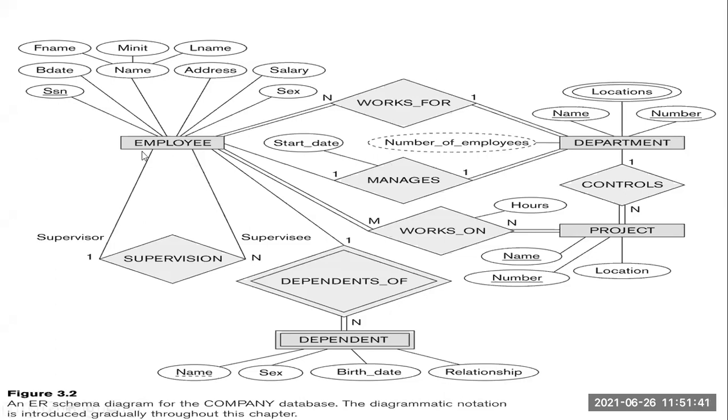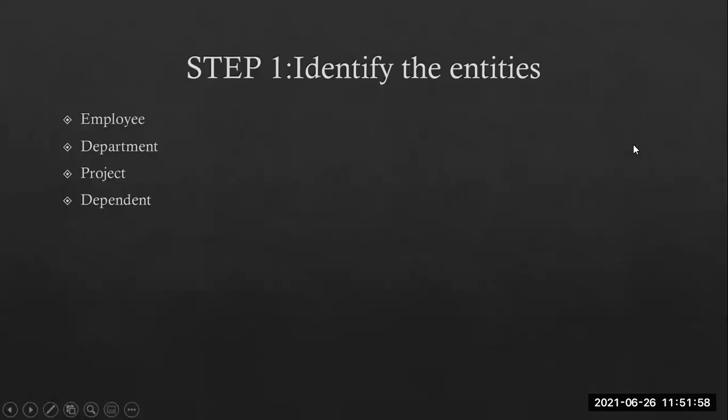So the employee entity has a key attribute, the social security number, and it also has a composite attribute. Name is classified into three parts: the first name, middle initial name, and last name. Okay. Then coming to the next entity, the department table is there.